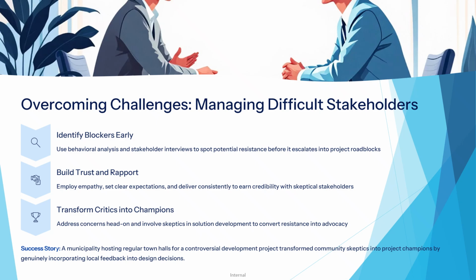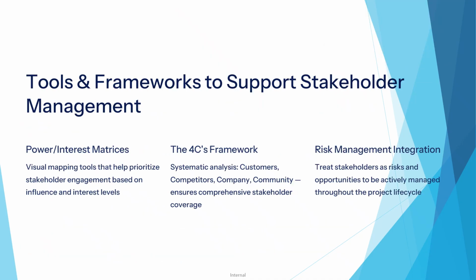Overcoming challenges and managing difficult stakeholders is a key challenge. Identify the blockers early. Use behavior analysis and stakeholder interviews to spot potential resistance before it escalates into the project roadmap. Build trust and rapport. Set clear expectations. Deliver consistently to earn credibility and respect from stakeholders. Transform critics into champions. Address concerns head on and involve skeptics in solution development. Convert resistance into advocacy. This is a success story.